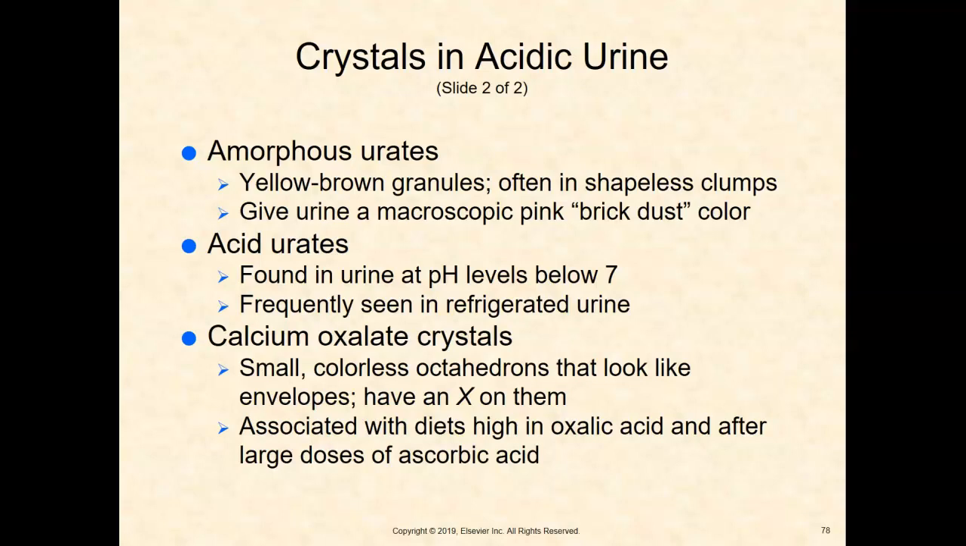Calcium oxalate crystals, these ones look like an envelope. They have an X on them. These are associated with diets with high oxalic acid and after large doses of vitamin C. We find some fun things with these, and you don't have to know this, but calcium oxalate crystals will form in the urine of people who have drank antifreeze. It's called ethylene glycol.